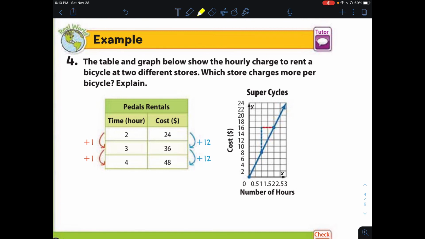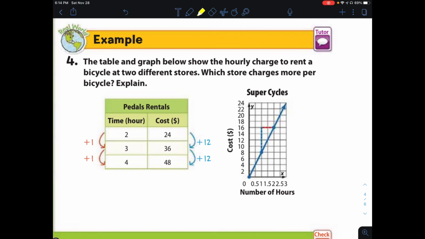And example number 4: the table and graph below show the hourly charge to rent a bicycle at 2 different stores. Which store charges more per bicycle? Explain. So in this example, we have a table and a graph. Remember, we can find the constant rate of change when we use a table. We can also find it by using a graph.